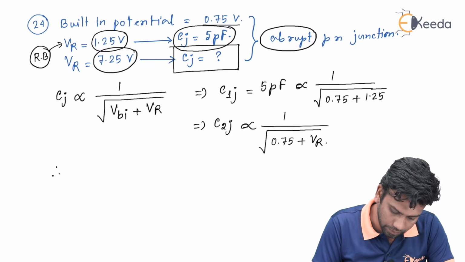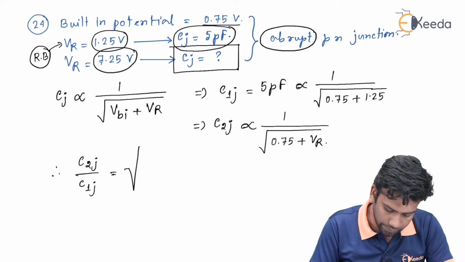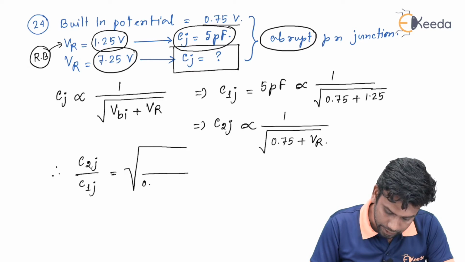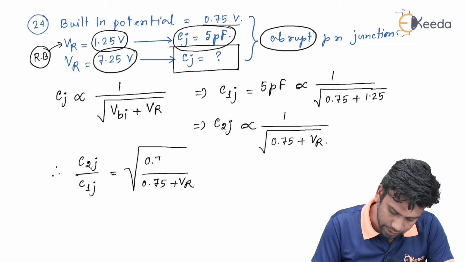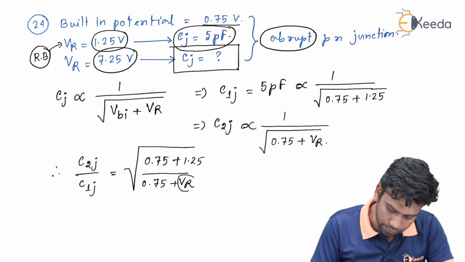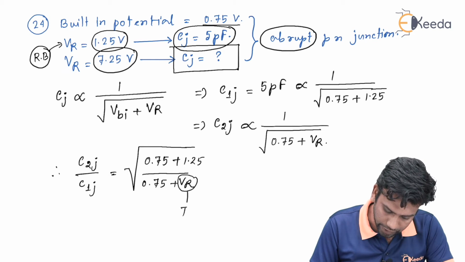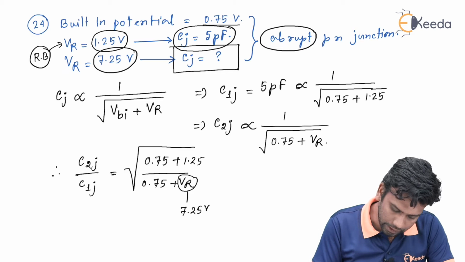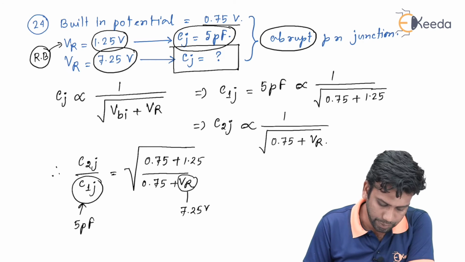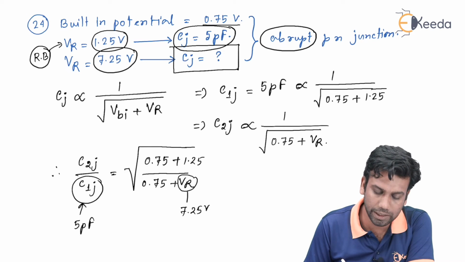So if we make a ratio of C2j by C1j, I can write it as root over of 0.75 plus Vr for C2j, over 0.75 plus 1.25, and this Vr value is given as 7.25, and this C1j value is given as 5 picofarad, that means 5 into 10 to the power minus 12 farad.